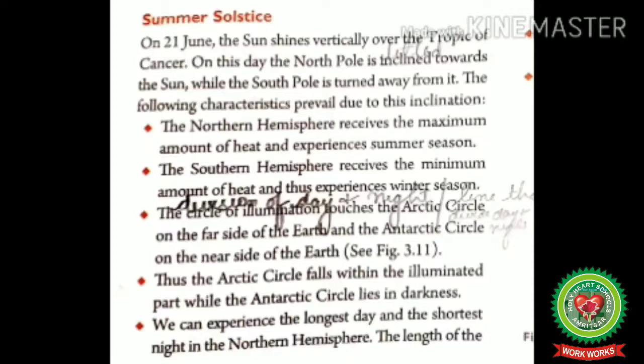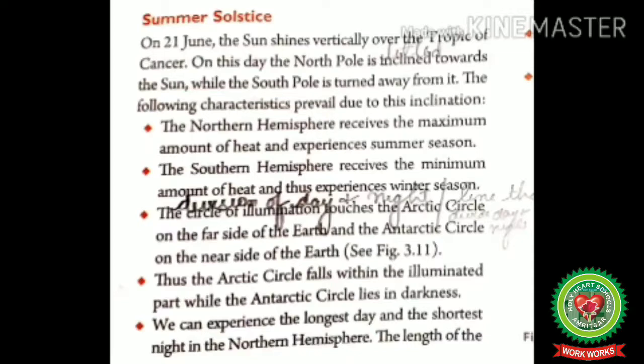Summer solstice. On 21st of June, the sun shines vertically over the Tropic of Cancer. On this day, the North Pole is inclined. Inclined means tilted towards the sun, while the South Pole is turned away from it. The following characteristics prevail due to this inclination. The northern hemisphere receives the maximum amount of heat and experiences summer season. The southern hemisphere receives minimum amount of heat and thus experiences winter season. This I have already explained with the help of an image.